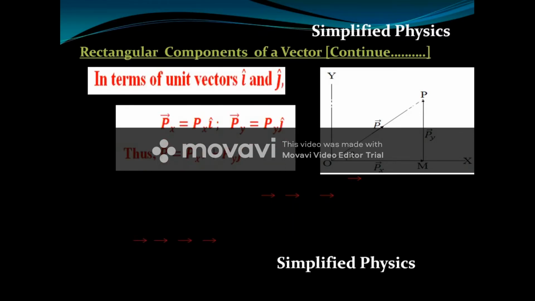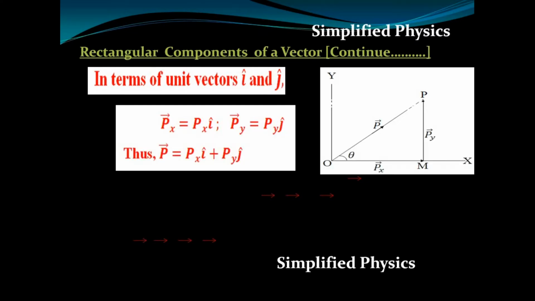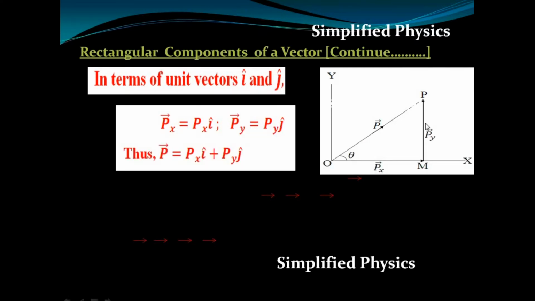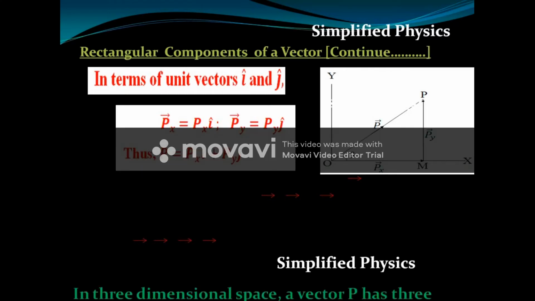In this way we can find the rectangular components of the vectors. In terms of unit vectors, we can write Px vector as Px times i cap, where i cap is the unit vector along the x-axis. Py vector equals Py times j cap, where j cap is the unit vector along the y-axis. Thus we can write vector P as Px times i plus Py times j.